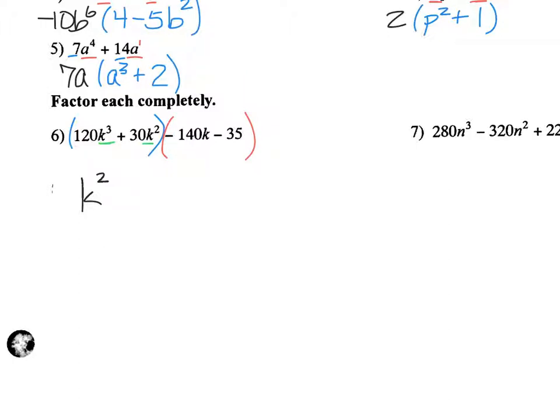Then I'll look at the numbers. 120 and 30, biggest thing I can take out is 30. What's that going to leave? 30 times 4. I took 2 k's out. That leaves a k. 30 times 1.